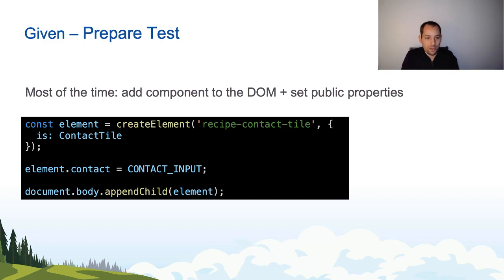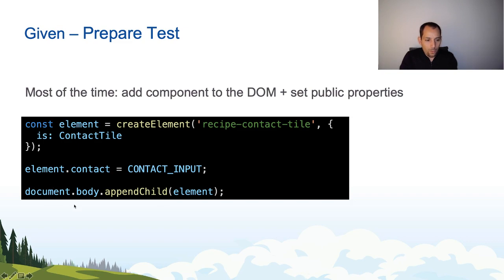It's associated with a JavaScript class. That's what you can see with the second line, contact tile. Then we're setting some public properties. You can see here that we're assigning a public property called contact, and we're using a constant to assign a value. So this is, for example, a property that is exposed with the @API decorator on this particular component, contact tile. And finally, the last line here is that we append our element to the DOM.